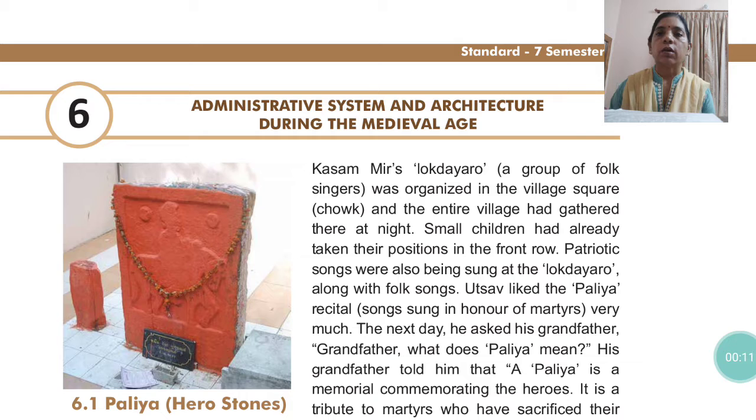Up till now, we have done 5 chapters in social science. Today, we'll start with the 6th chapter. It is related with the administrative system and architecture during the medieval age. We have already learned in our 4th chapter related to the Rajput age. We will see here how was the administration architecture during the Rajput age.